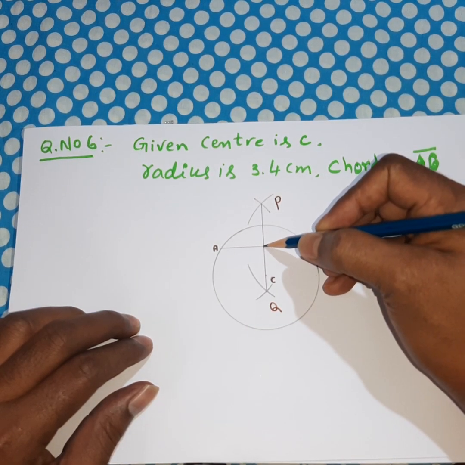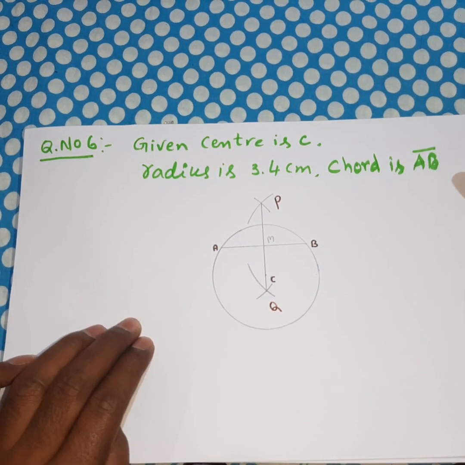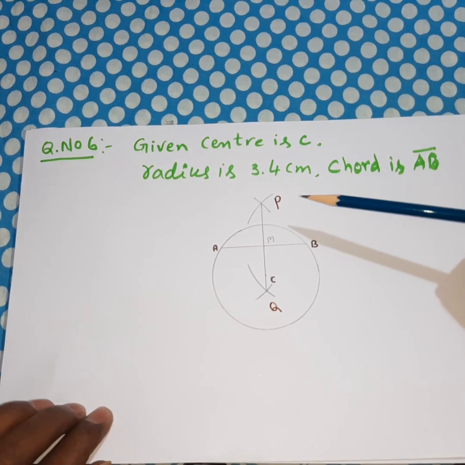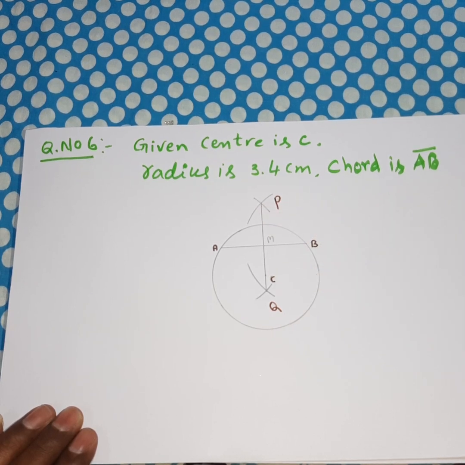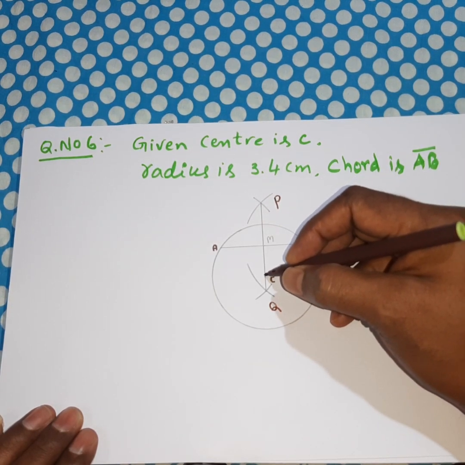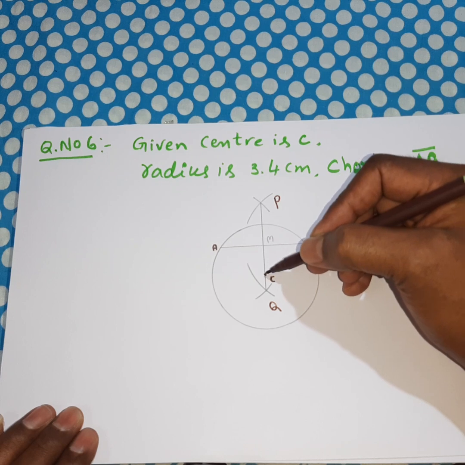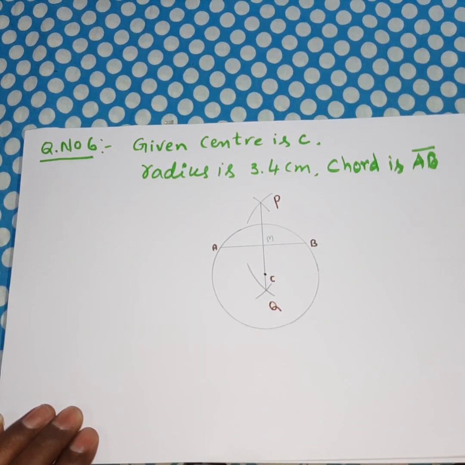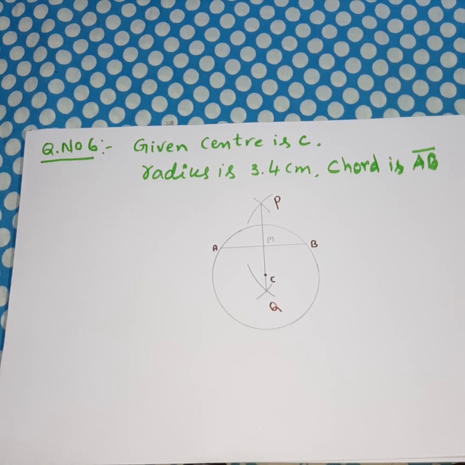This is the intersecting point. I am taking M. M is the midpoint of AB and PQ is the perpendicular bisector. PQ is the perpendicular bisector of AB and PQ is passing through the center of the circle, C here. See, the center of the circle is C. Does this line PQ pass through the center C or not? Yes. So this is the process to construct a circle of given radius 3.4 centimeter and chord AB. The perpendicular bisector of a chord always passes through the center of the circle. Right, children?